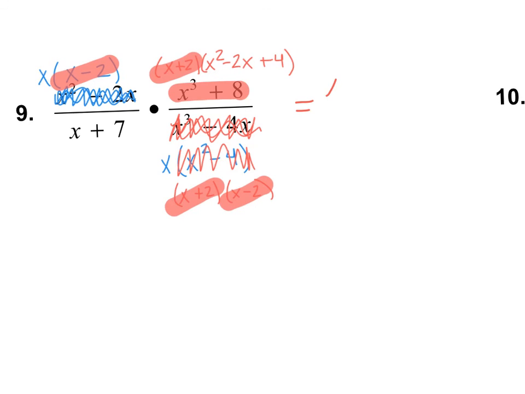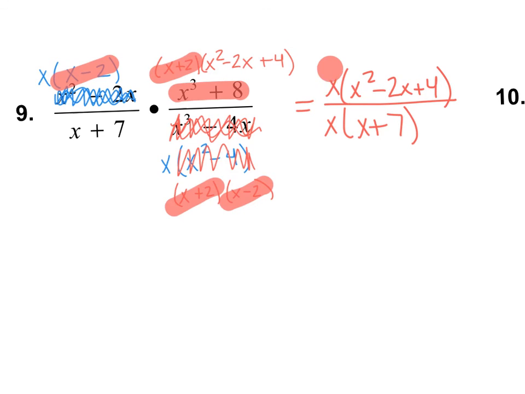On the top, I do have the lone x over there, and then the x squared minus 2x plus 4. And on the bottom, I have, I forgot something, a lone x and an x plus 7. Actually, the lone x's can cancel. So my answer actually is just this part here. That's it. That's multiplying and dividing.